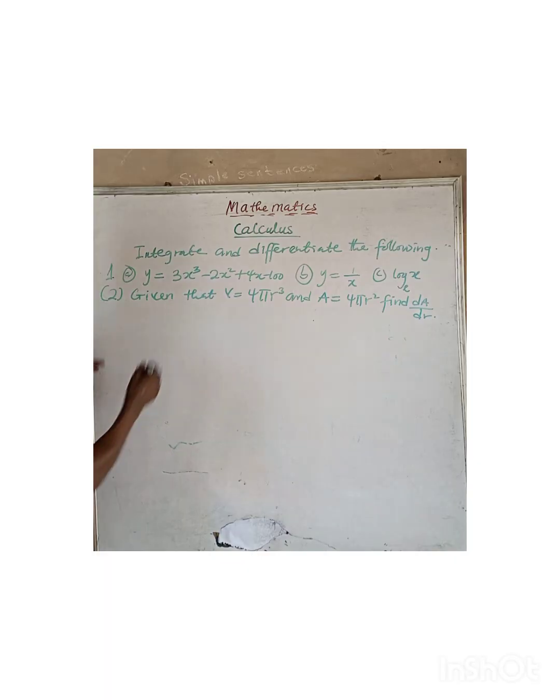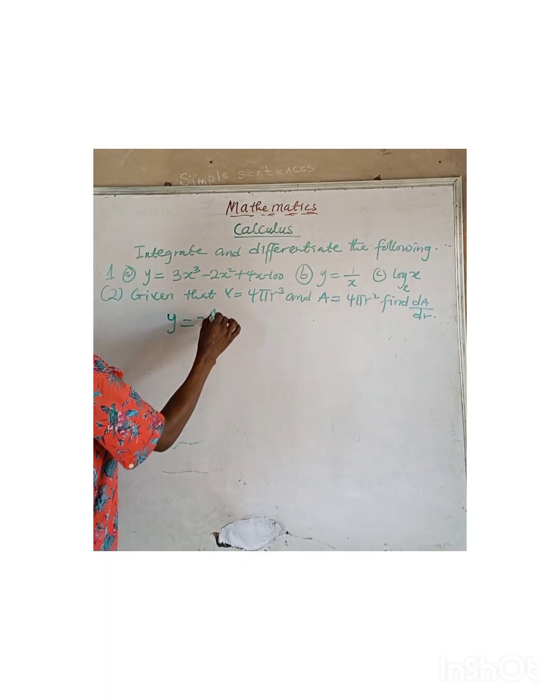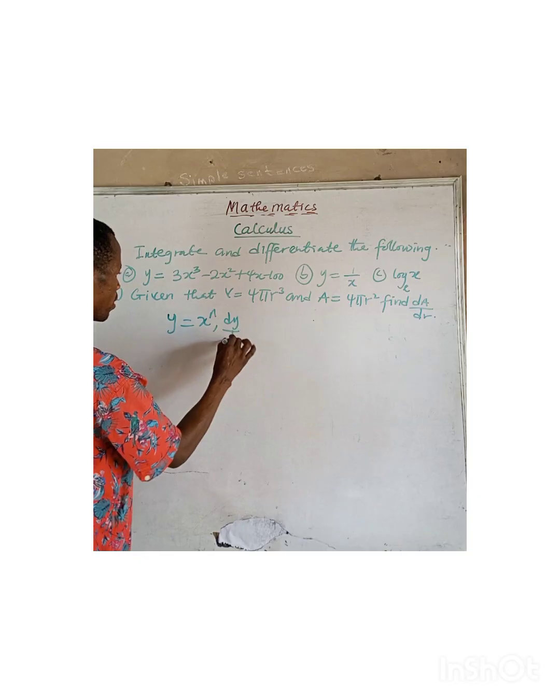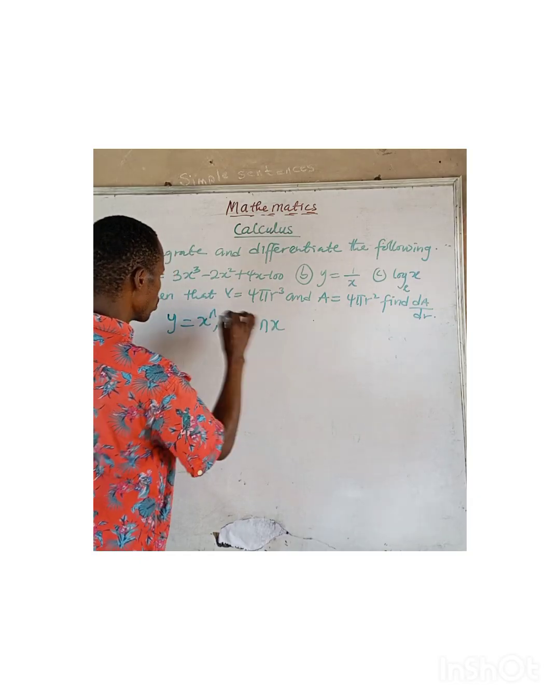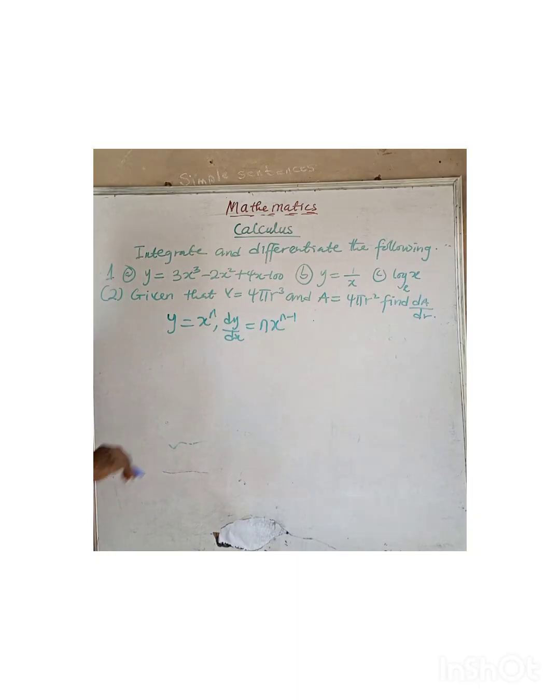We have to integrate and differentiate the following. Now, before we go to this question, let's consider y equals x raised to power n. Of course, dy over dx is going to give us n times x raised to power n minus 1. That means we have differentiated.